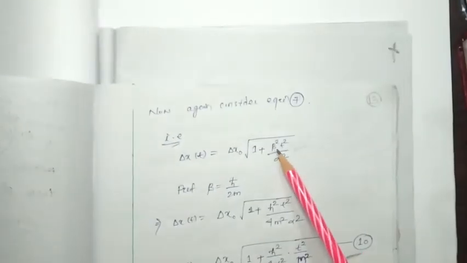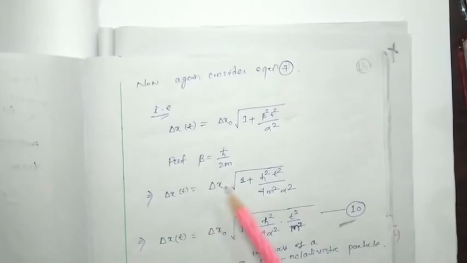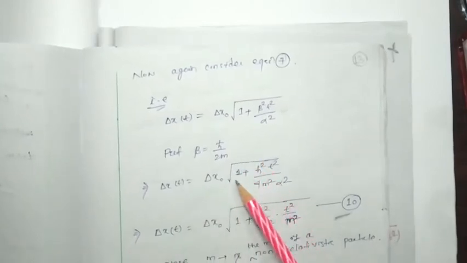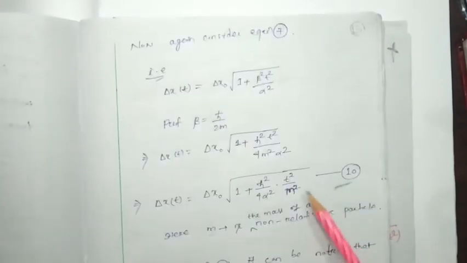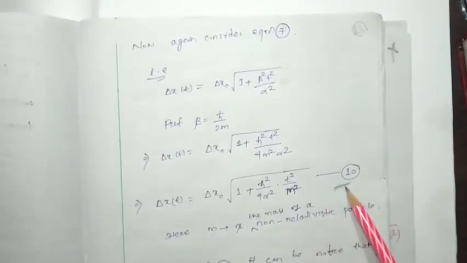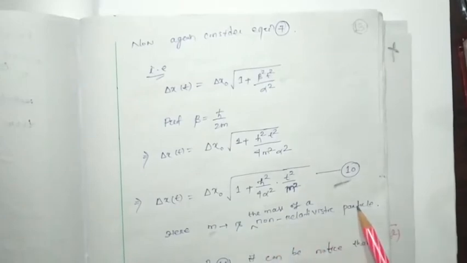So if I put ħ by 2m instead of β, then Δx(t) will be Δx0 root over 1 plus ħ² t² by 4m² α². For further simplification I have written this one. Let this be equation number 10. Here m is the mass of the non-relativistic particle.